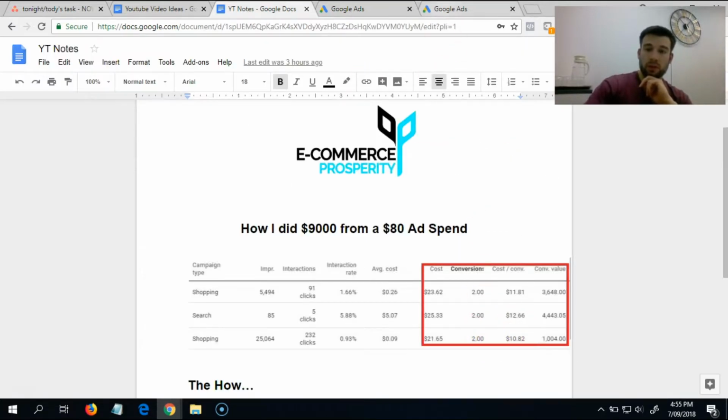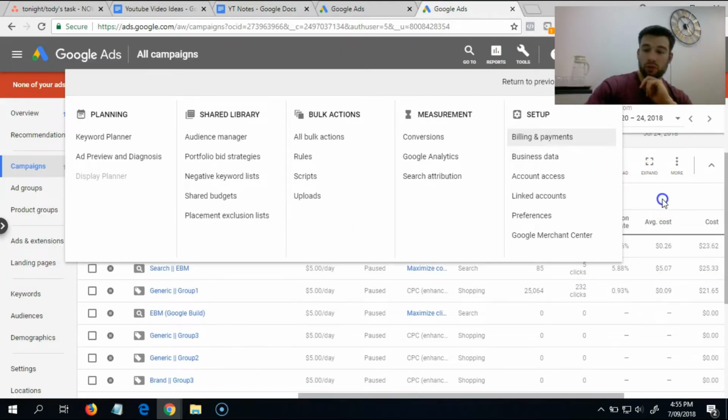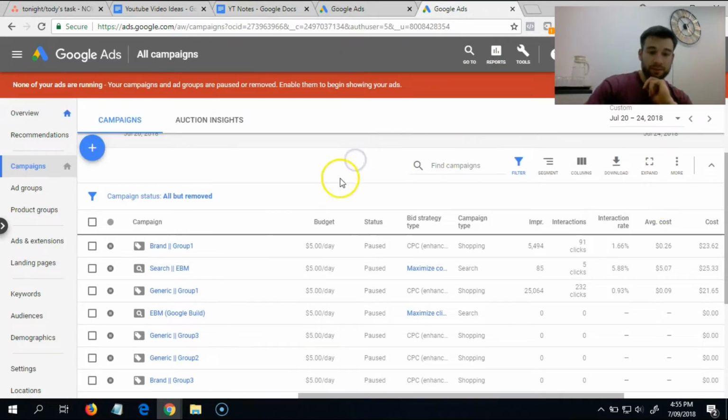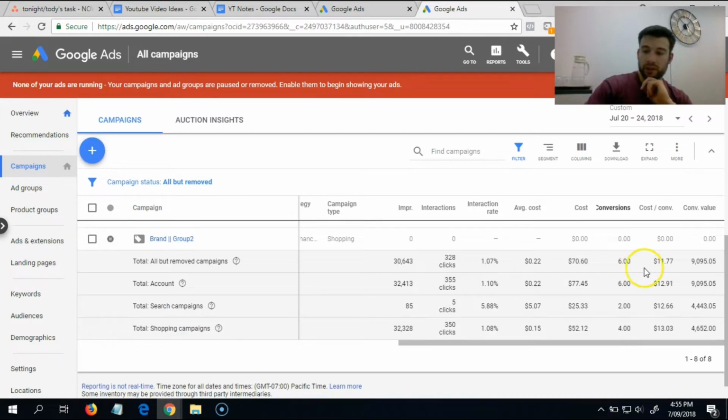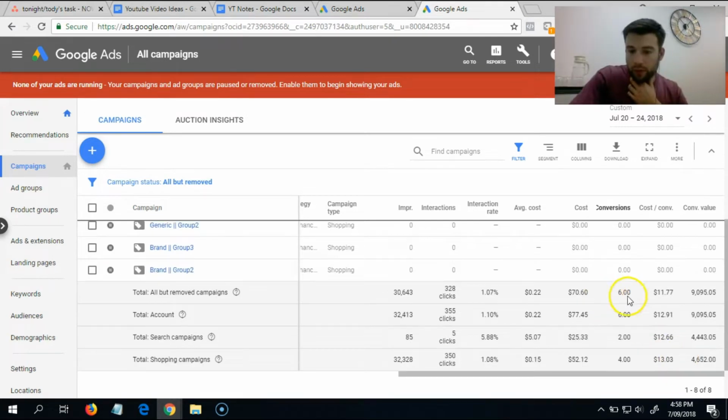Go back to the screenshot here. I'll show you the results for that. And as you can see, it's just here, guys. So if we run through the numbers here, you will see that there is a total ad spend on the total account of $77.45. 6 conversions, so 6 sales. The cost per conversion, $12.91. And the total conversion value, $9,095. So that explains the title of this video.